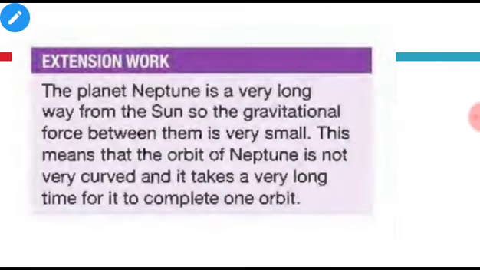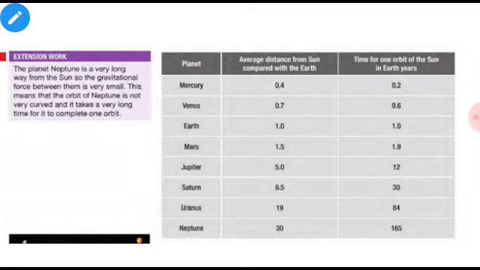This table shows the same thing: the planet Neptune is a very long way from the sun, so the gravitational force between them is very small. This means that the orbit of Neptune is not very curved, and it takes a very long time to complete one orbit. The table gives you the distance between the sun and the other planets compared to the Earth, and the time it takes for the particular planet to complete one orbit around the sun. Inshallah, I'll be asking you a question from this table as well. Just go through the table, find out which takes much more time to orbit around the sun and which takes very little time, and get a good idea about this concept.